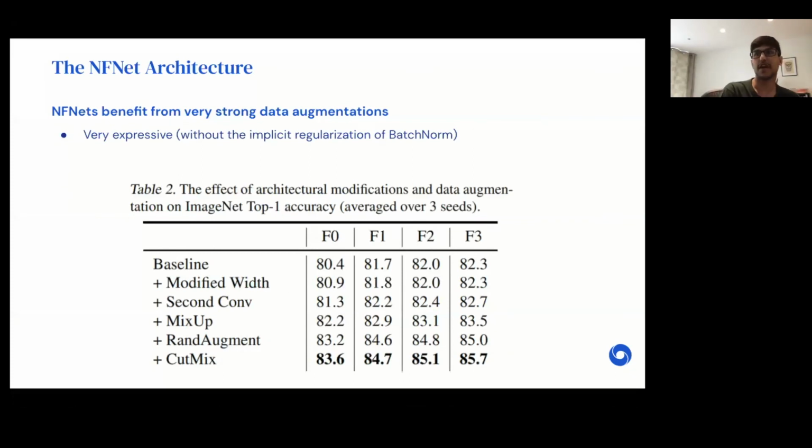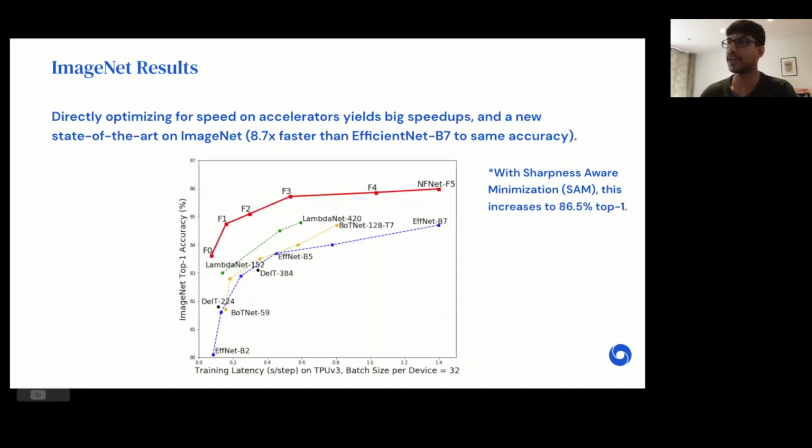And we found that the NFNet model family are, first of all, extremely expressive. And if you don't use explicit regularization, they can sometimes overfit. We think it's because it's very expressive and it doesn't have the implicit regularization effects of batch normalization. And so we tried adding in a lot of different data augmentation methods, and we found performance to improve quite a bit using these data augmentation methods. And here's an ablation that shows consistent improvement when adding in different data augmentation methods to our models.